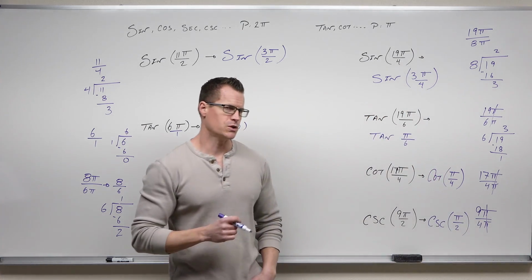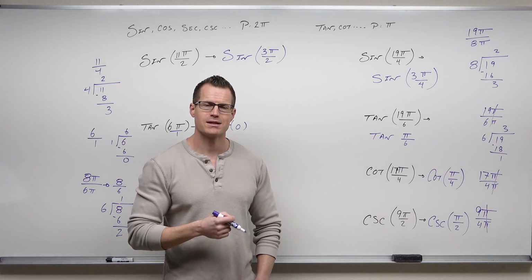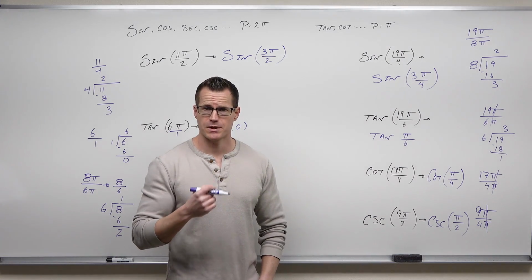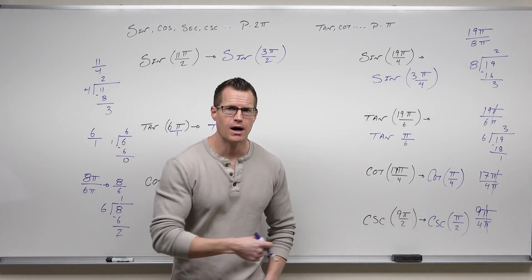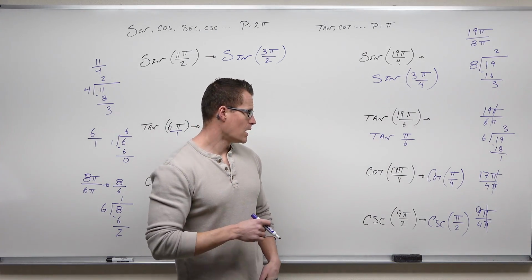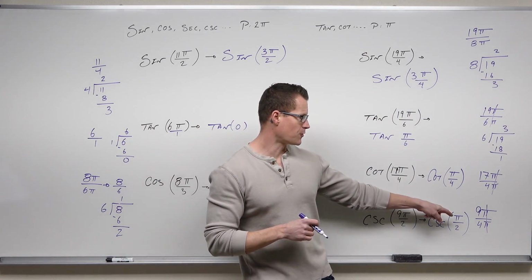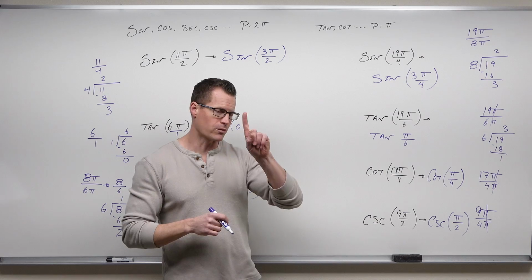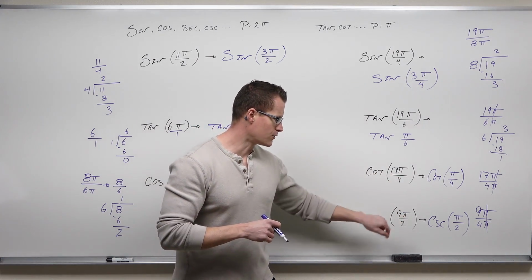Why you get pi over 2 and not pi over 4 is, as I just said, 1/4 of the next period. Well, because the period's 2 pi, 1/4 of the next 2 pi is 1/2, so pi over 2. And that's exactly what we have here. So 9 divided by 4, 4 goes in that 2 times with a remainder of 1, we get 1 pi over 2.